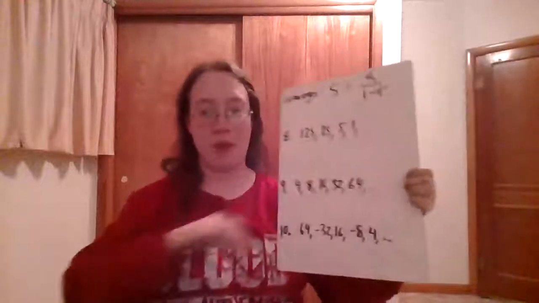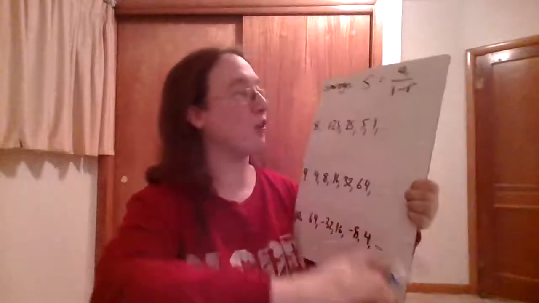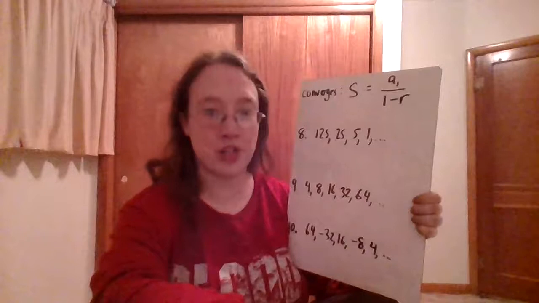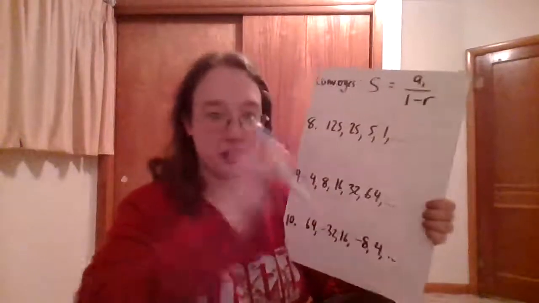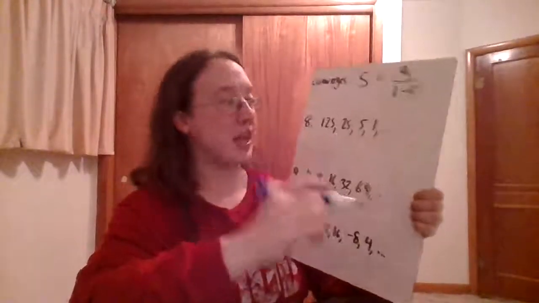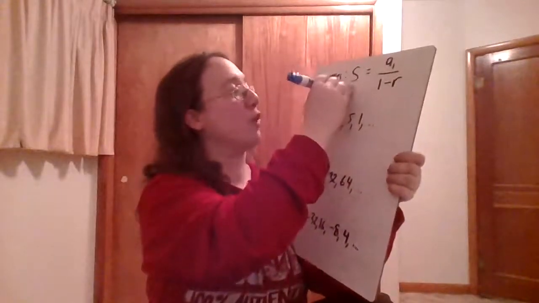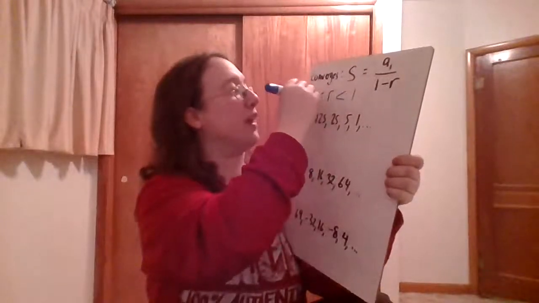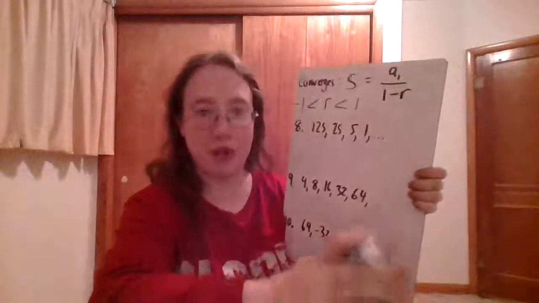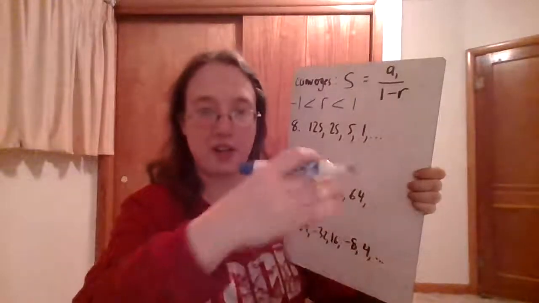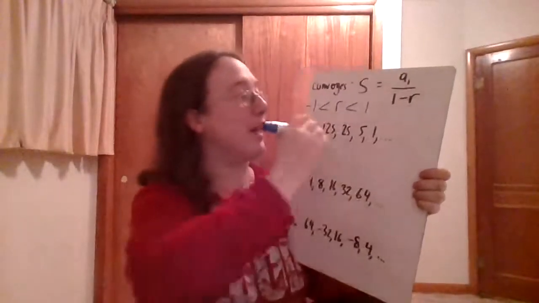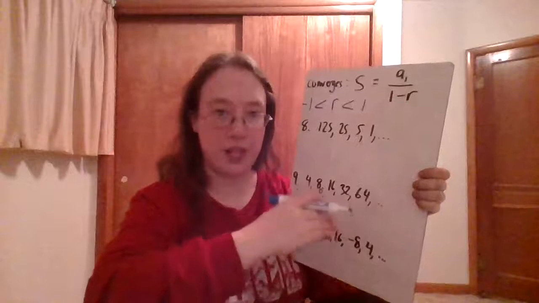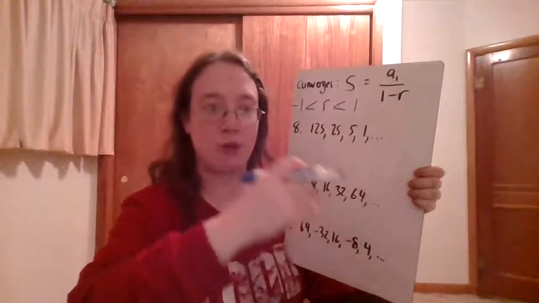Alright, now, these next couple, we're first looking for whether it converges or diverges, and then if it converges, we want to find the sum. So, if you don't remember what converging and diverging means, converging means our ratio, so whatever r is, is less than 1 and bigger than negative 1. So basically your number is getting smaller, either by a positive or by a negative, but it's getting smaller.